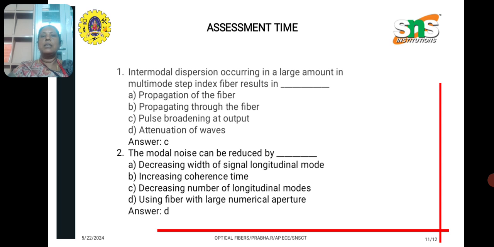And for assessment, intermodal dispersion occurs in a large amount in multimode step index fiber, and results in pulse broadening at the output. The modal noise can be reduced by using a fiber with a large numerical aperture.